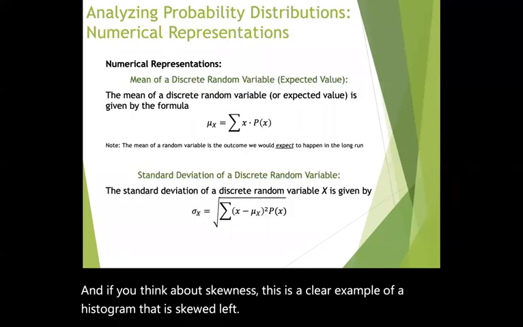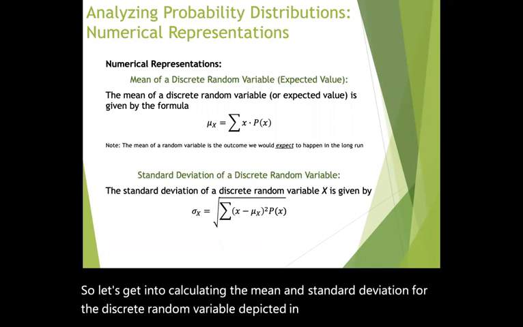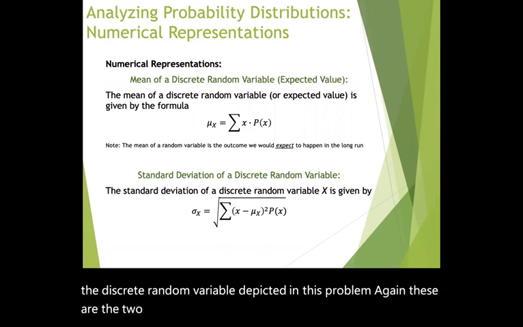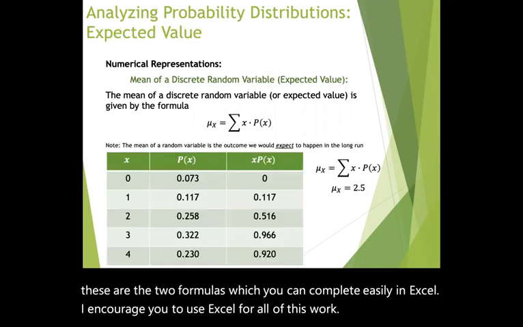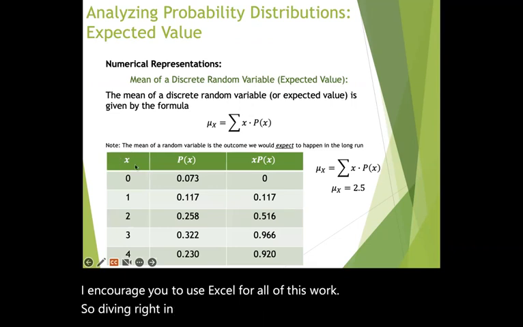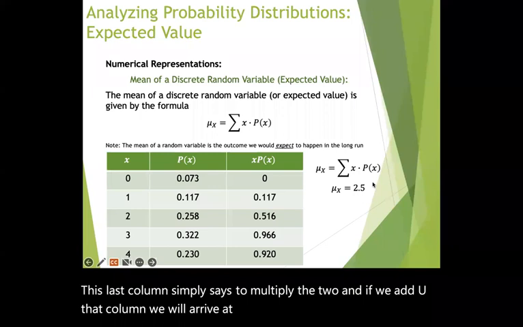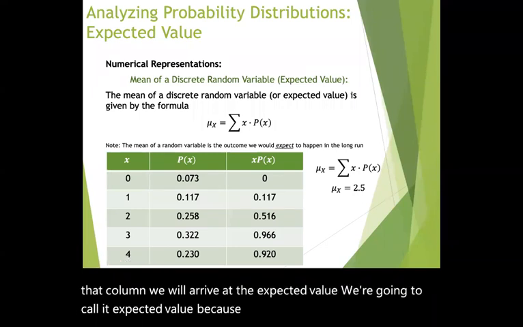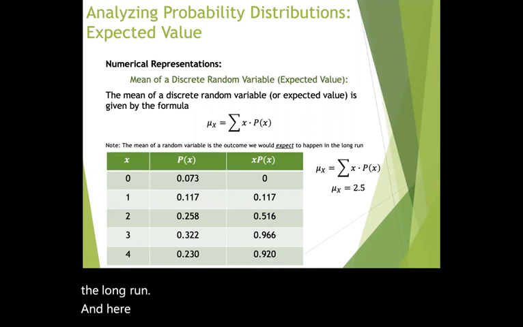So let's get into calculating the mean and standard deviation for the discrete random variable depicted in this problem. Again, these are the two formulas which you can complete easily in Excel. I encourage you to use Excel for all of this work. So diving right in, if we have the value X, we have the probability. This last column simply says to multiply the two. And if we add up that column, we will arrive at the expected value. We're going to call it expected value because it's what you expect to happen in the long run. And here the value is 2.5 activities.